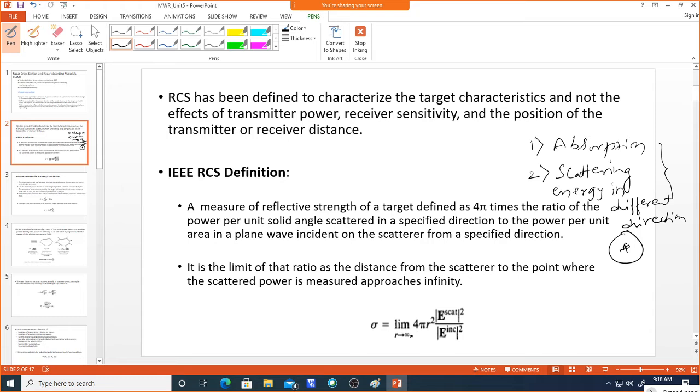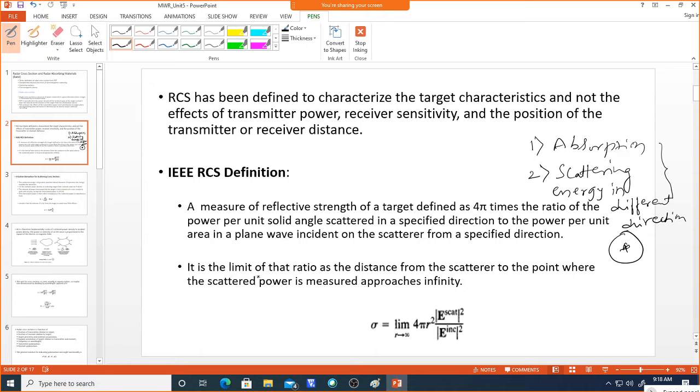So this is the actual IEEE definition. Whenever this r, the distance between the target and the illumination source, tends to infinity, this will be the RCS of the target. So the main idea is that it depends on the scattered energy and the incident energy. This is the main measurement of the RCS.